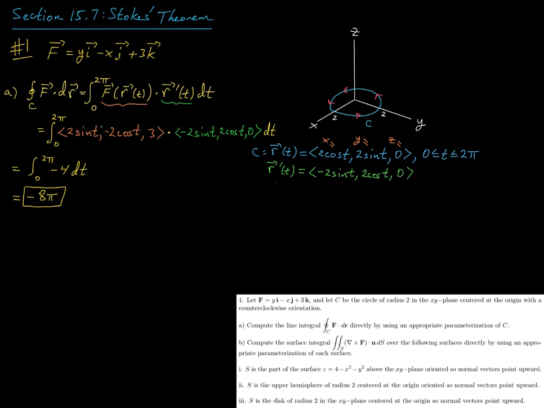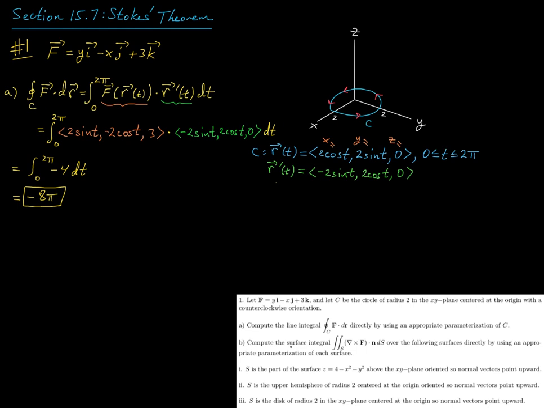Okay, so when you take this dot product, it's pretty nice. You get minus 4 sine squared minus 4 cosine squared plus 0. So through the Pythagorean identity, we just get negative 4, and then integrating that from 0 to 2 pi gives us a value of negative 8 pi. All right, cool. So that is the line integral.